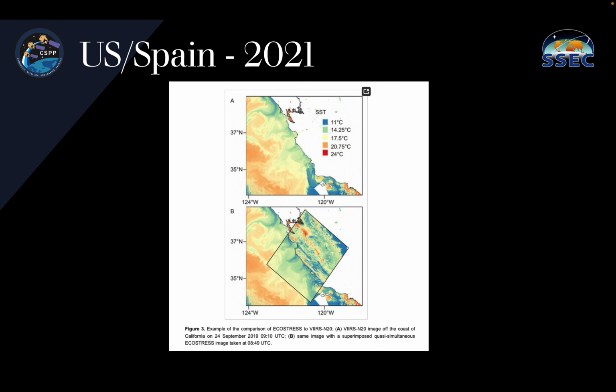At the top, you're seeing the NOAA 20 VIIRS SSTs that were retrieved from this data set in 2019. And the bottom panel shows the same SSTs with the insert of the ECOSTRESS higher spatial resolution instrument.